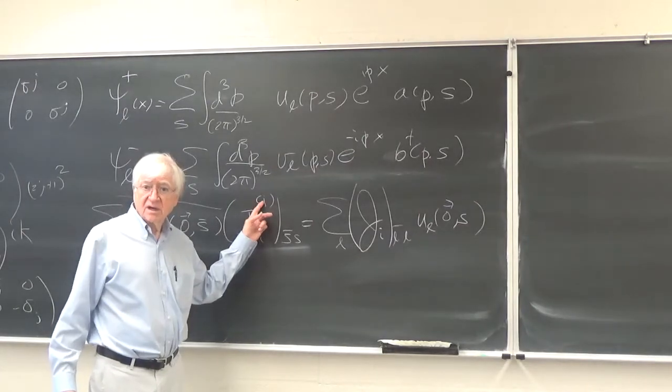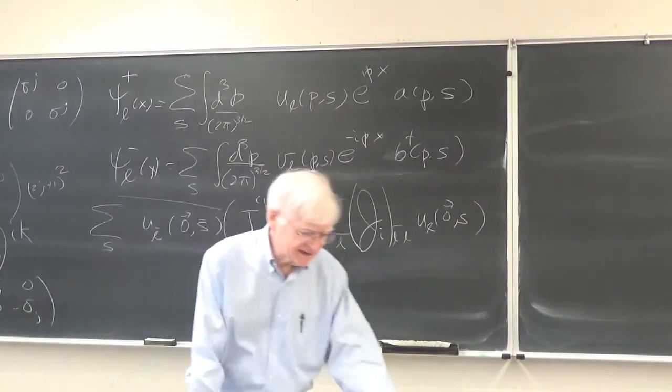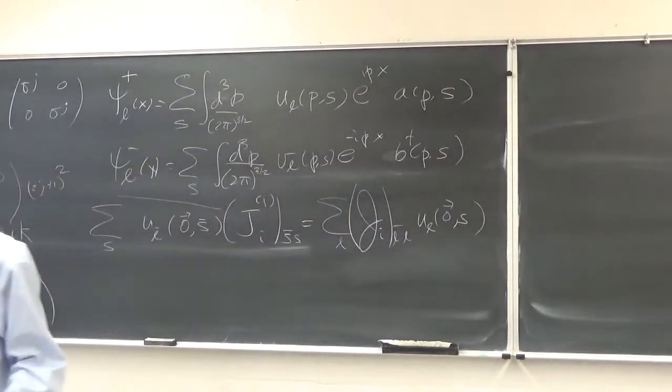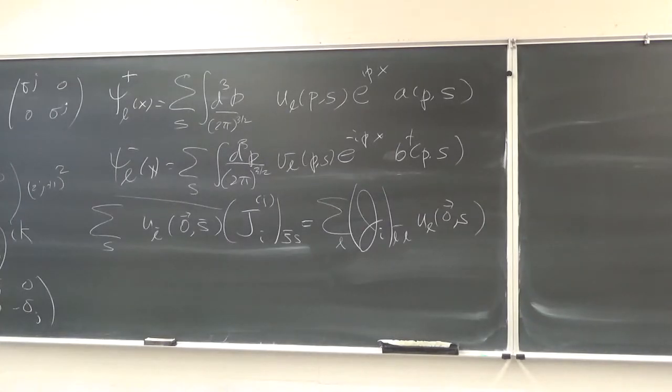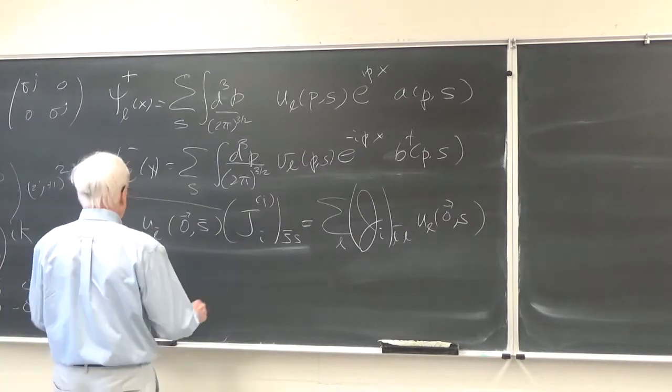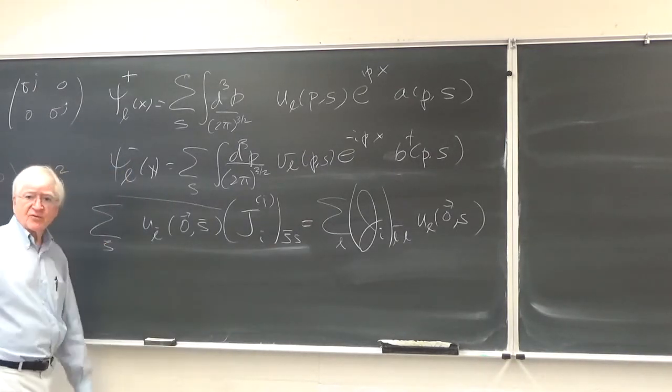Right side has an index S, but the left side doesn't. When you sum over it, yeah, I guess you're right. That should be summed over S bar.